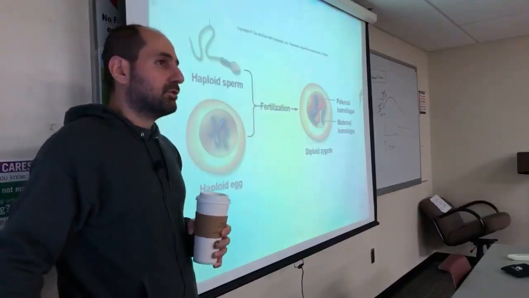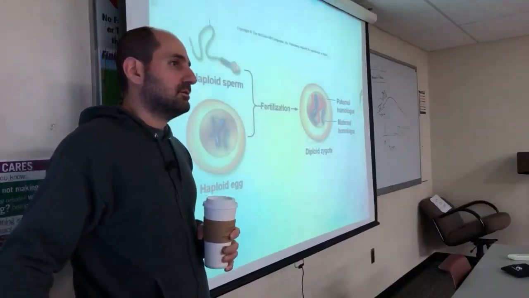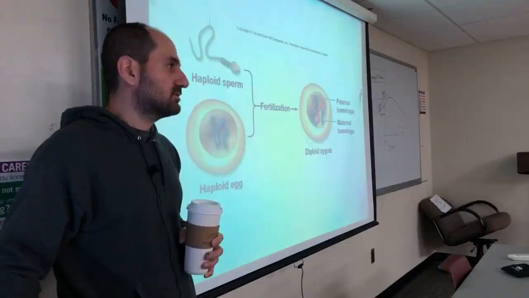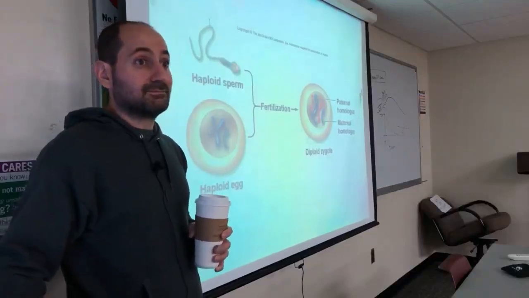Your haploid sperm has 23 chromosomes. The haploid egg has 23.